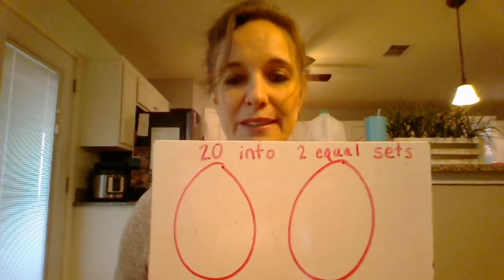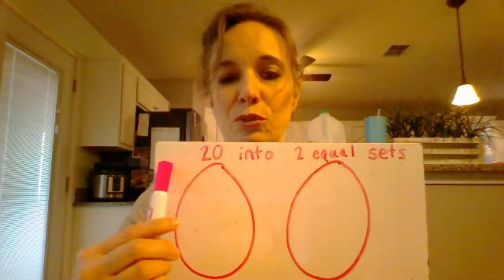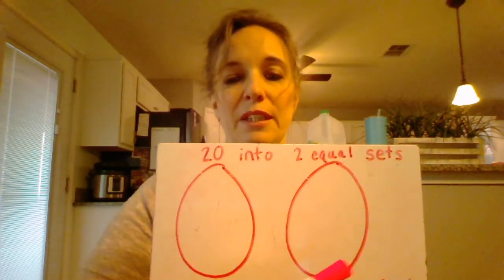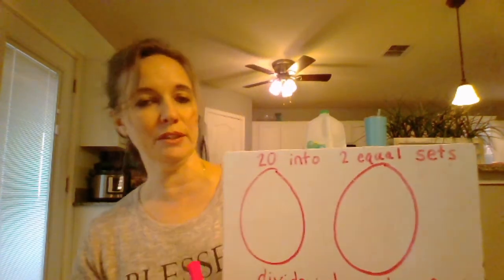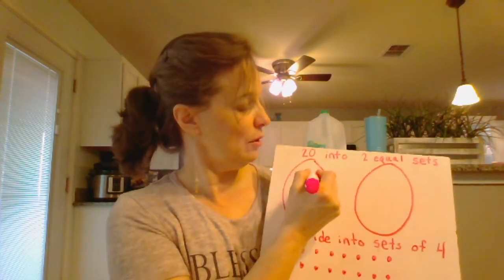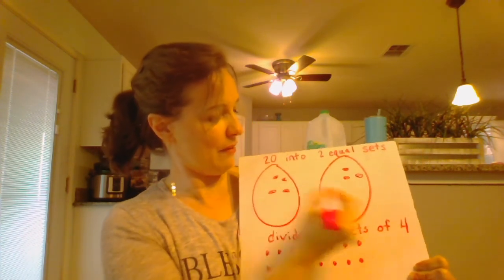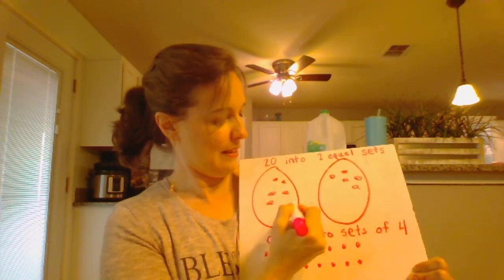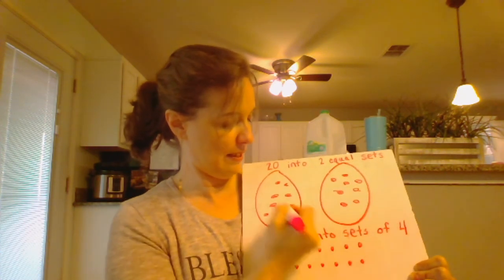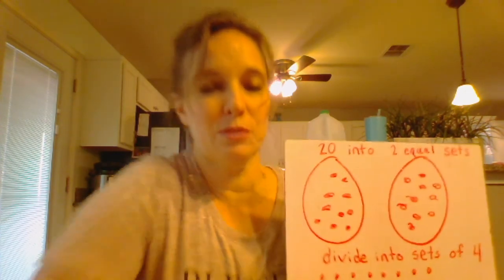All right, so we have 2 ways of doing division. We have the hard one and we have the easy one. The first one is when we know how many sets we need. 2 equal sets. So I have 2 sets here, 1 and 2. And what number do I need to divide into it? 20. So how do we do this? We count till we reach 20. 1, 2, 3, 4, 5, 6, 7, 8, 9, 10, 11, 12, 13, 14, 15, 16, 17, 18, 19, 20. Now we have divided 20 into 2 equal sets.